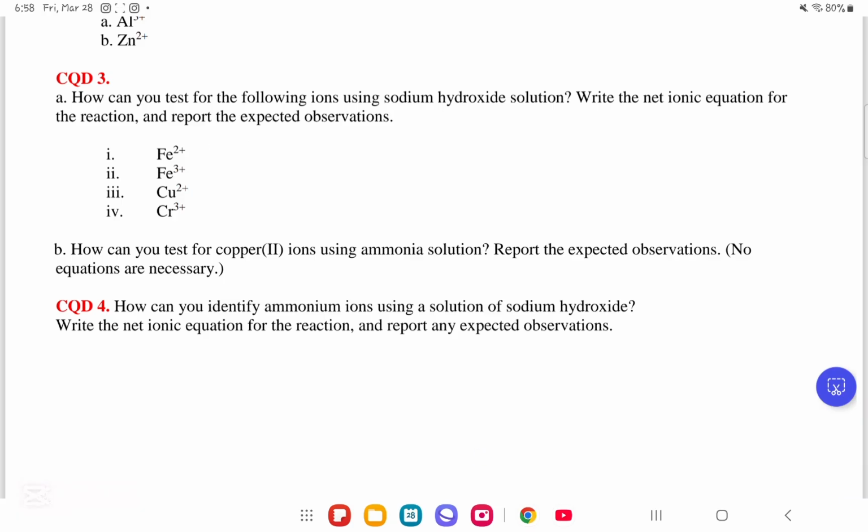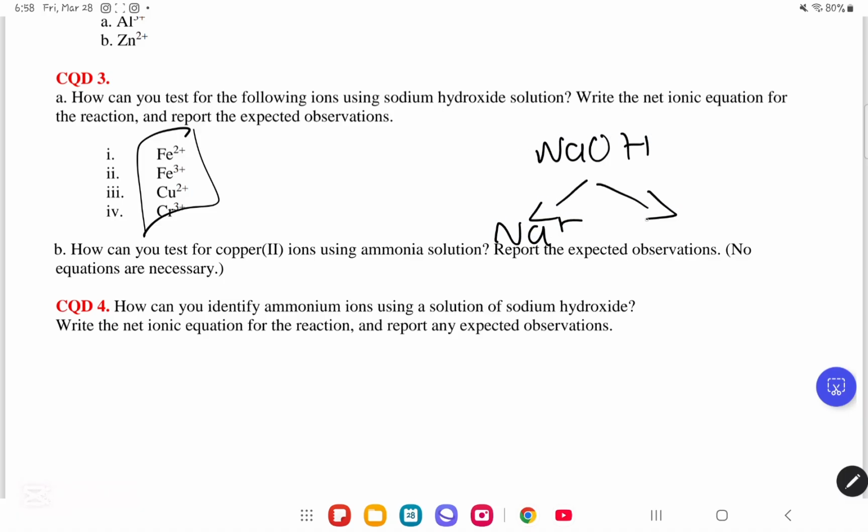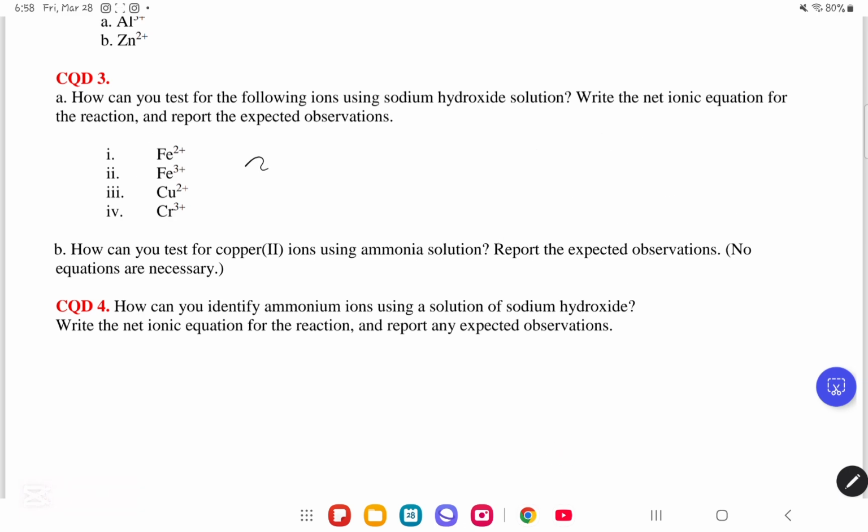So the net ionic equation, it will always be what? First of all, these are positive ions, and sodium hydroxide is NaOH. You split it into its ions, you have Na+ and OH-. So they will take the negative. So they will all react with what? With OH-. And of course, you have to balance it later, to produce different products.